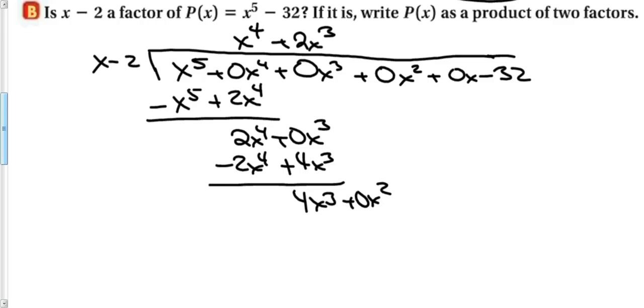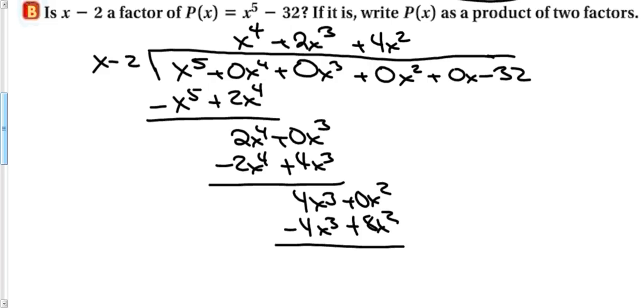Then do it over again. Okay. How many times does x go into 4x to the third? It goes in 4x squared times. So we need 4x to the third down here minus 8x squared. Subtract them. We get 8x squared. Bring down the 0x. So now we're going to put up a plus 8x.